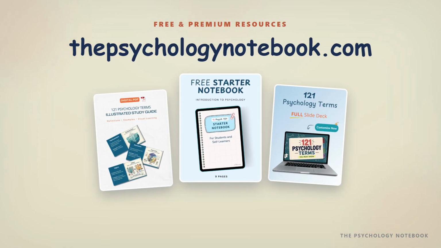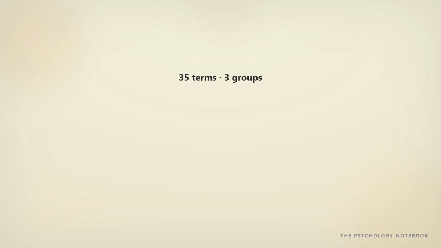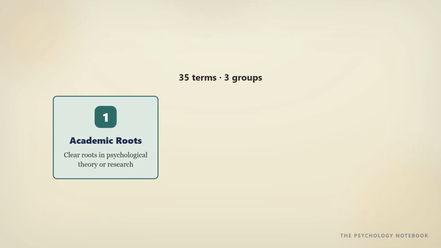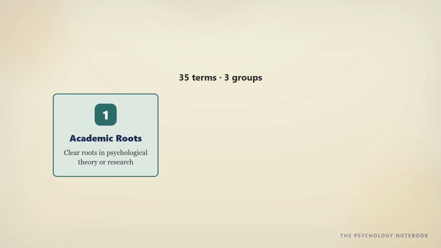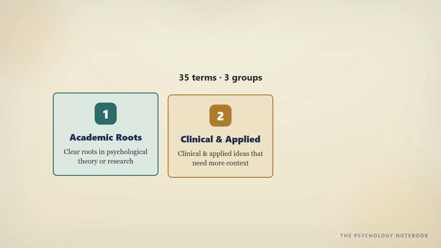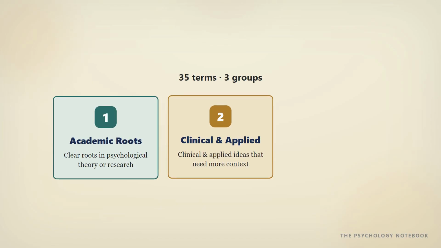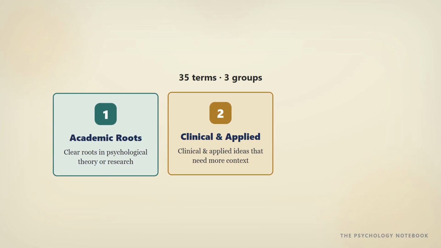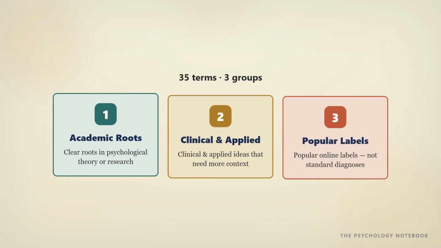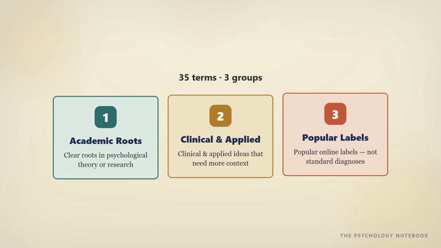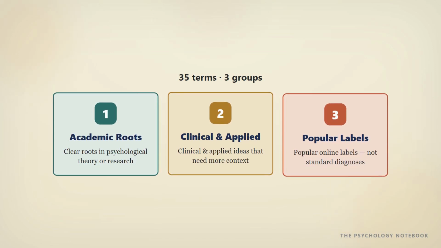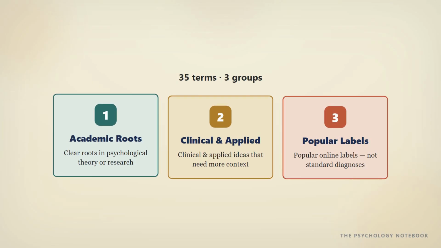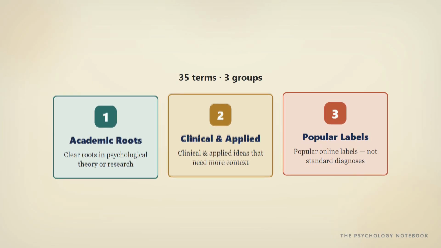For this video, we have 35 terms divided into 3 groups. The first group includes psychology terms with clear academic roots. Second is the clinical and applied concepts that need a little bit more context. And the third group includes popular labels and psychology terms that are common online but are not standard diagnosis. All right, let's get into it.